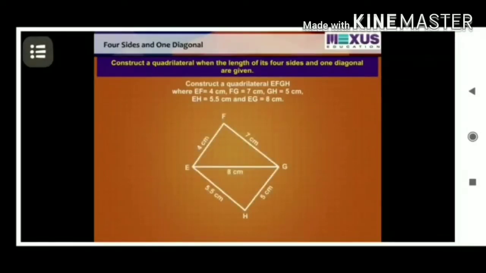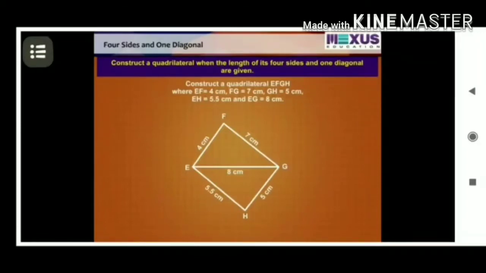Let us first learn to construct a quadrilateral when the lengths of its 4 sides and 1 diagonal are given. Construct a quadrilateral EFGH, where EF is equal to 4 centimeters, FG is equal to 7 centimeters, GH 5 centimeters, EH 5.5 centimeters, and EG is equal to 8 centimeters. Let us draw the quadrilateral step by step.